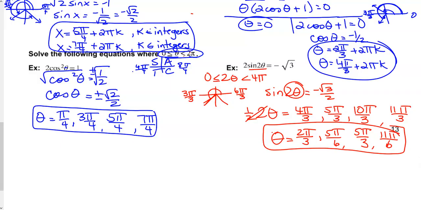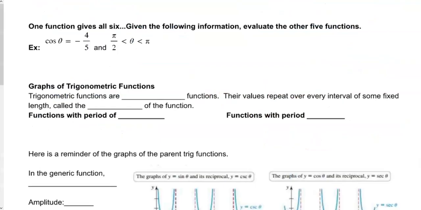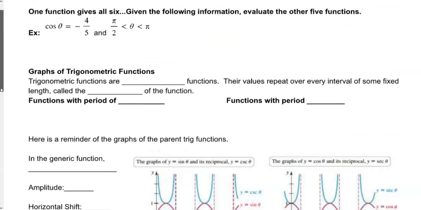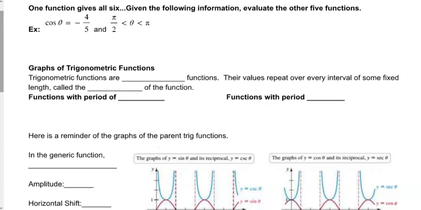All right, last page in this section. It's a lot easier to get through this material. It's not as long, but there's a lot in here. So, one function gives all 6. Given the following information, evaluate the other 5 trig functions. So I'm given the cosine is -4/5. This is where your Pythagorean theorem, having triangles set up in the coordinate plane, is very important.